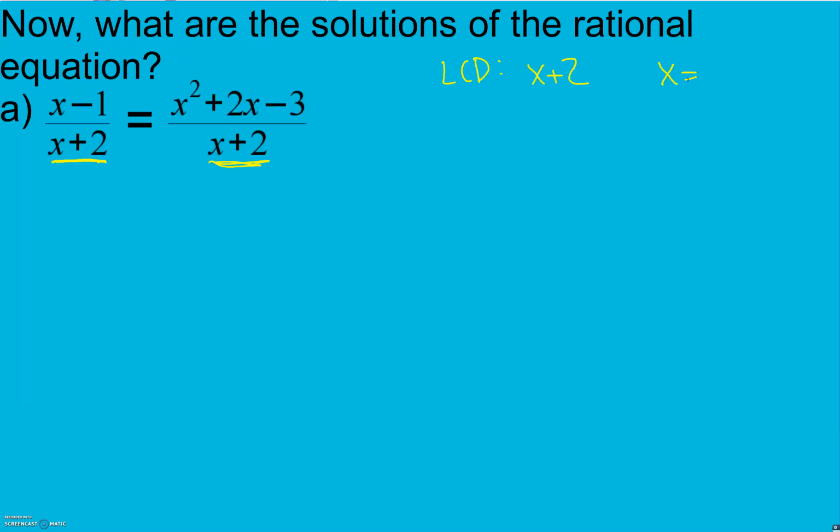Check to make sure we don't have any restrictions. Subtract 2. X cannot equal negative 2. And I'm going to take and multiply everything by my LCD.